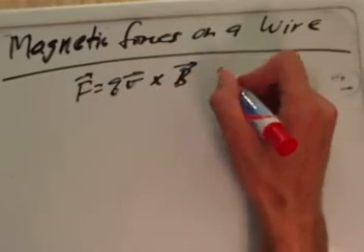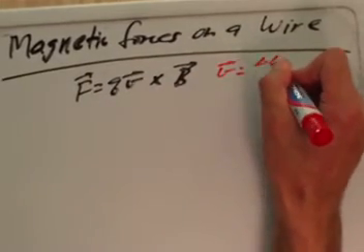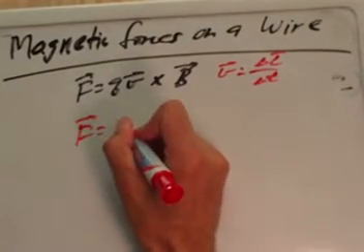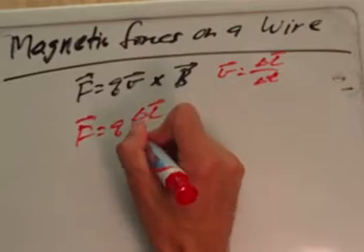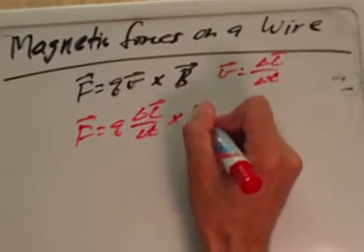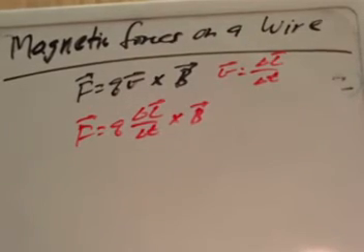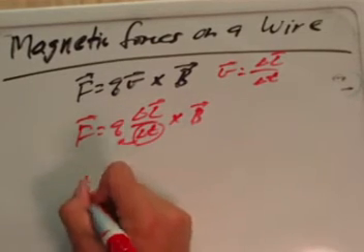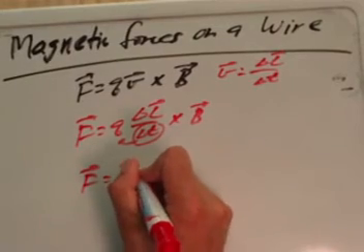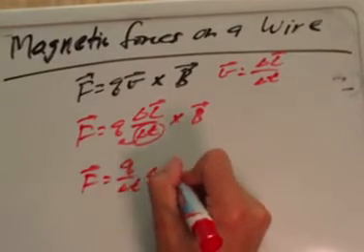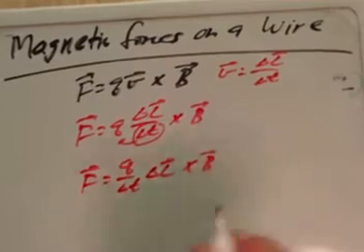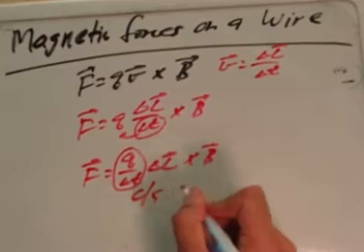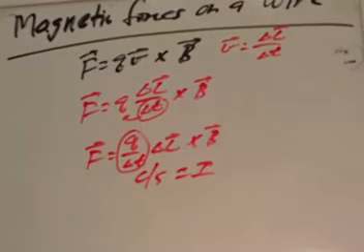So this v, velocity, is always change in position over change in time. What we can do with this force law is replace v with delta L over delta t. Now we're going to take this delta t and slide it over into the q. So force becomes q over delta t, delta L cross B. But q over delta t has the units of coulombs per second. That sounds a lot like current to me, so we'll go ahead and make that replacement.